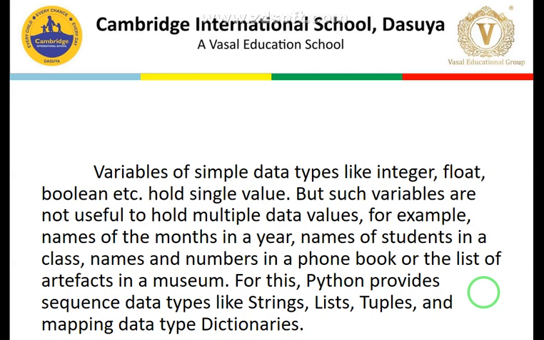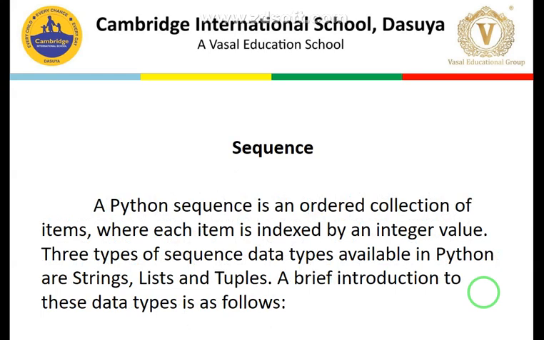So moving to the other data types, students, in this category the first data type that we'll go through is sequences. A Python sequence is an ordered collection of items. Ordered means that it has a sequence like 1 2 3 4 5, where each item is indexed by an integer value. All the values have a corresponding index, you can say their address. The sequence data types available in Python are, first strings, then list, and third tuple. We'll go through all these one by one.